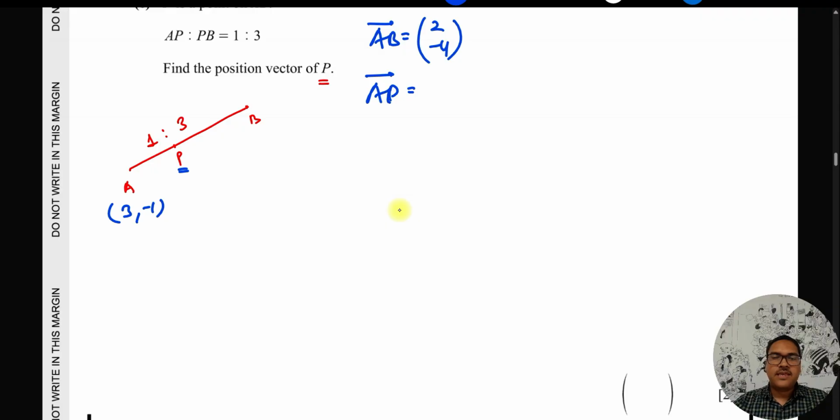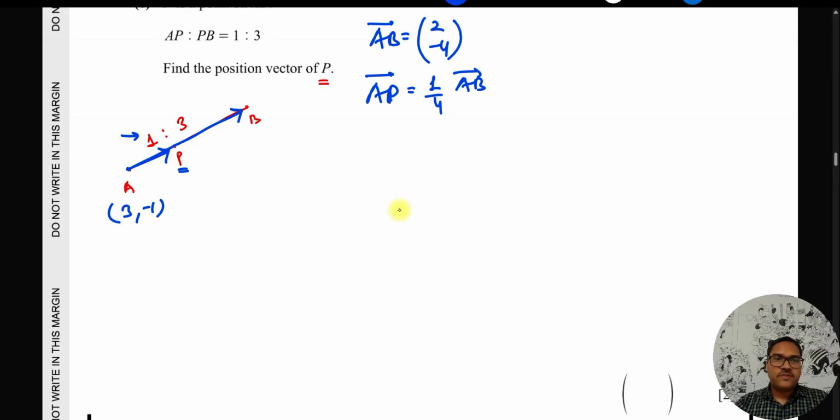So, what will be AP vector? You see here. What is AP vector? AP vector will be equal to 1/4 of AB vector. I hope this point is clear because this ratio is 1 is to 3. So out of 4 parts, this is 1 part. So 1/4 of AB vector. This is our AP vector.